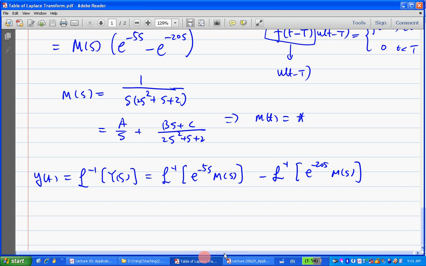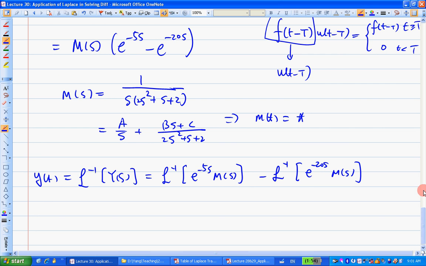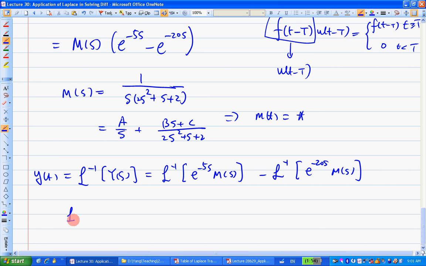So what property did we just use? Look at this. This is the property that we used at the beginning here, right? So the property is this: the Laplace transform of f(t - T) u(t - T) equals e to the power of -sT times F(s).